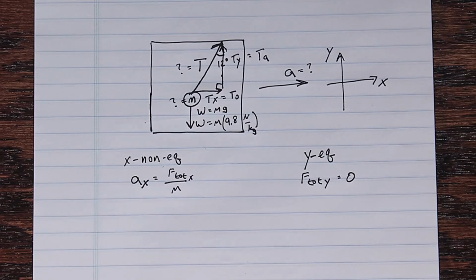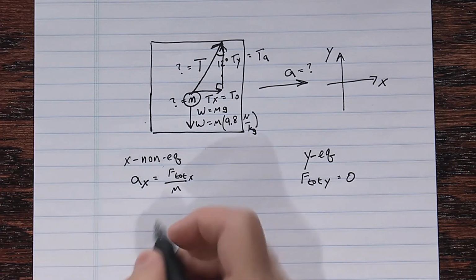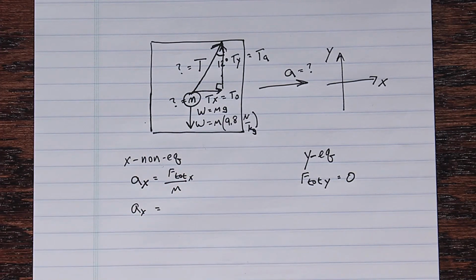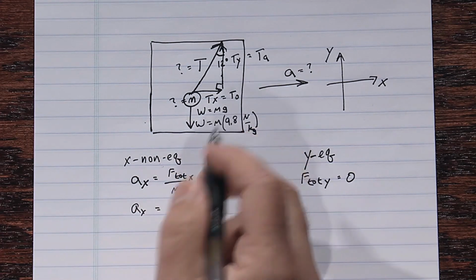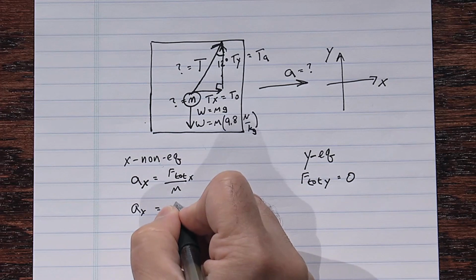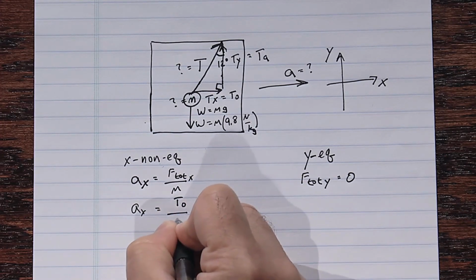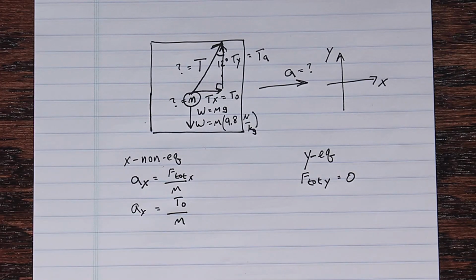Acceleration in the x direction. That's what we're looking for. So I'm just going to leave that as ax. Total force in the x direction. Well, there's only one force in the x direction, and that is tx. And we know that tx is equal to t opposite. So I'm going to write t opposite divided by mass.